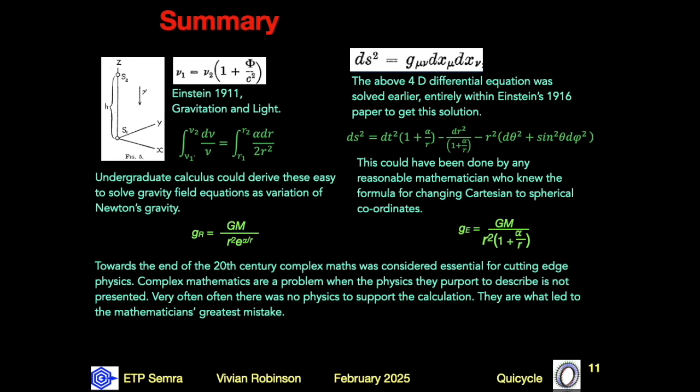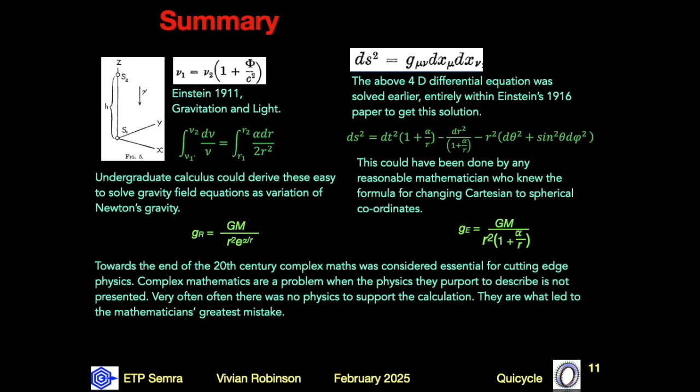Here are 2 examples of how easily it was done. One involved a simple rearrangement and integration of terms from Einstein's 1911 paper. It gives the redshift gravitational field strength. The second involved going from this ds squared equation to this solution. It was done in a few slides in the first episode. That shows how Einstein, or any reasonable mathematician, could have done it.